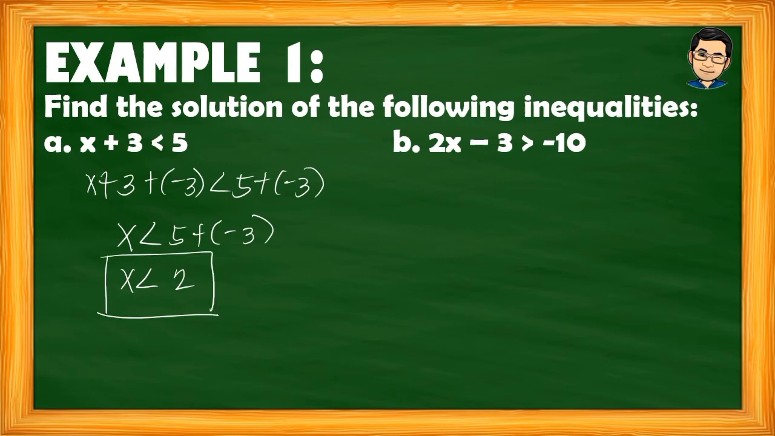So yung possible values ng x is less than 2: negative 1, 0, 1, and lahat ng negative integers. So infinitely many negative integers.